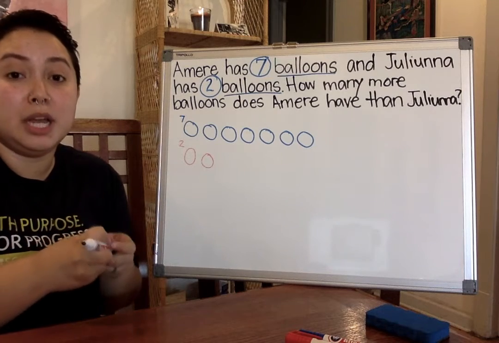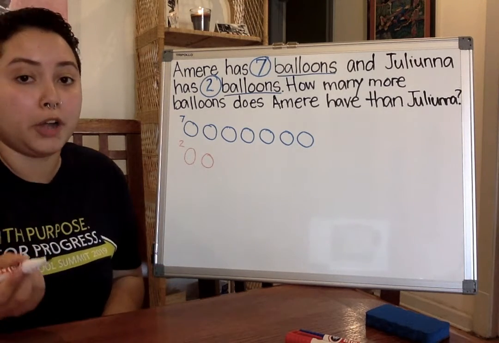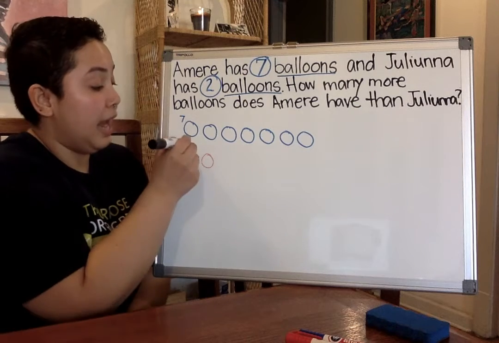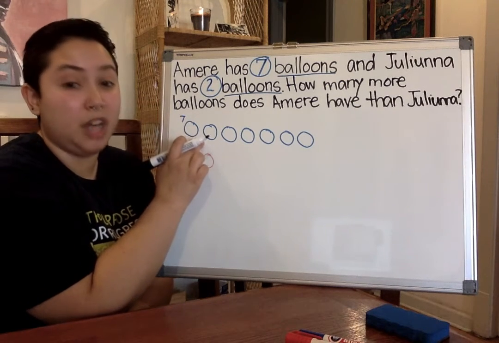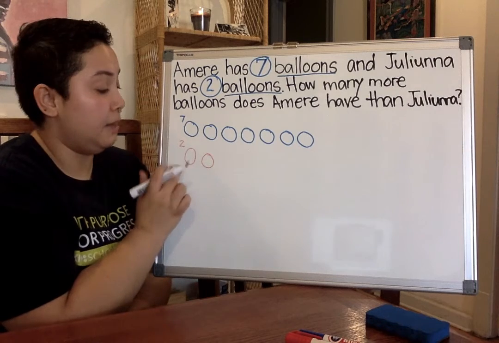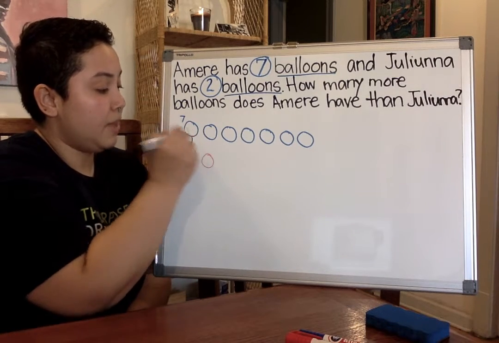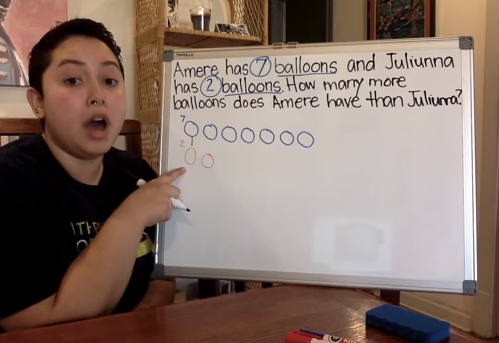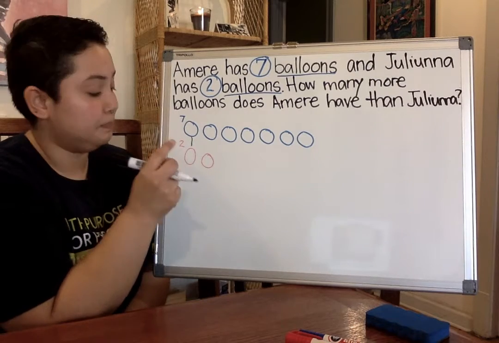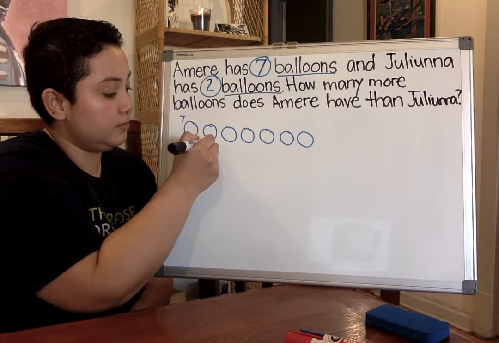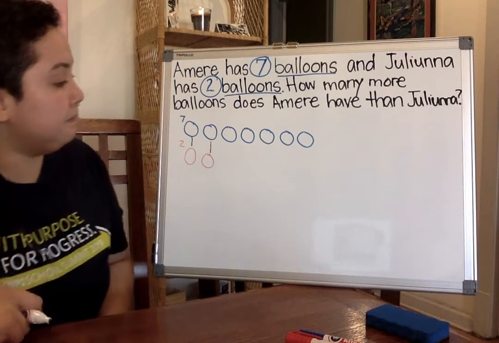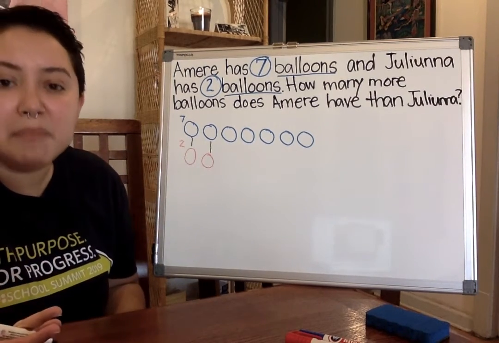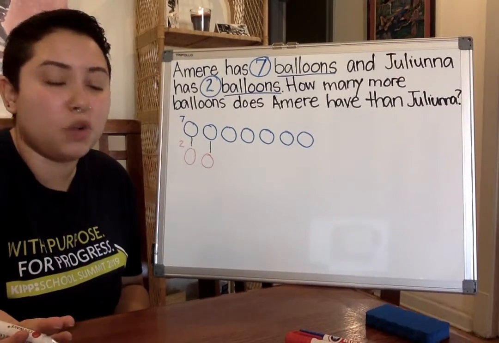I'm going to start by making pairs or partners. I can draw a line from one balloon to another. Here's Amir's balloon on top and Juliana's on the bottom. I see they both have 1 balloon to start with. Now they both have 2 balloons. I see that Amir has lots of balloons left over.